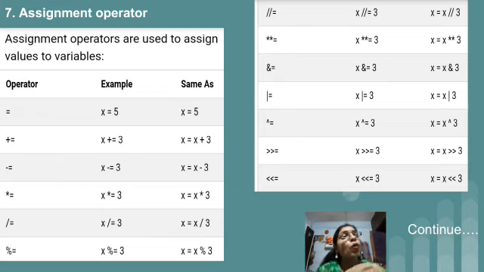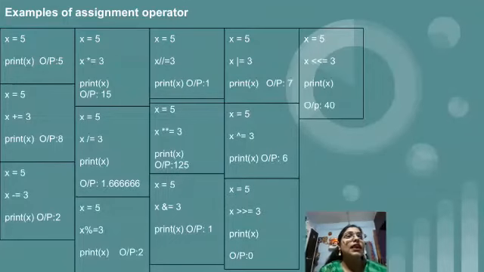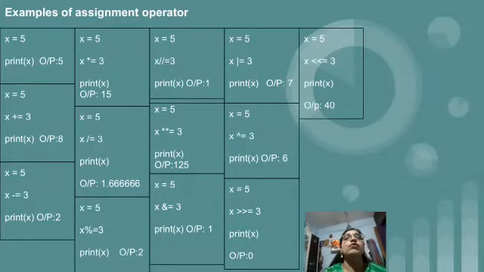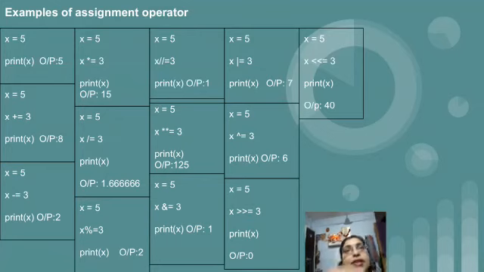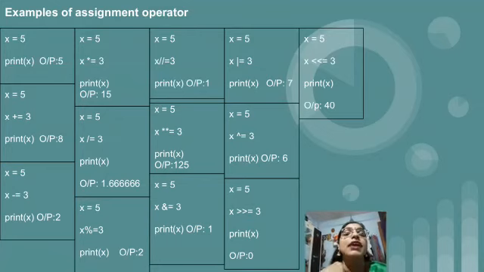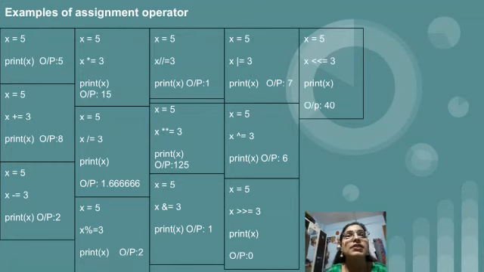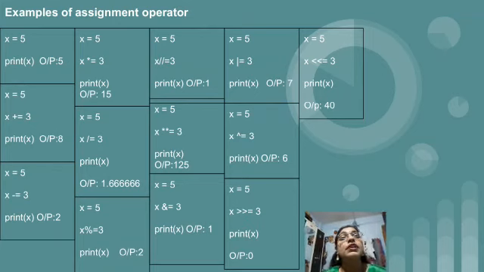This works with all the operators which we have seen, all arithmetic operators and bitwise operators. We can use the assignment operator with them. Again I have given examples. x equal to 5, print x, 5 will be printed. x equal to 5 and then x plus equal to 3, so x equal to x plus 3, that is 5 plus 3, 8. Next, x equal to 5 and we subtract 3, so x equal to x minus 3, 5 minus 3, 2.